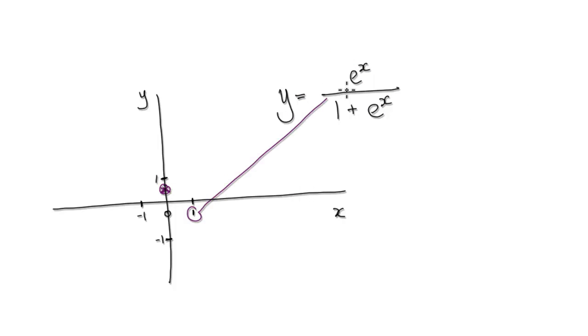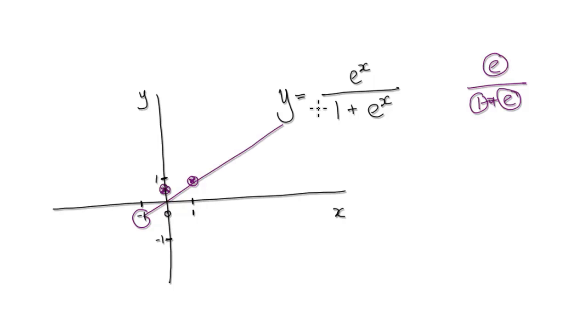Let's put 1 into here. So that would be e over 1 plus e. These two numbers are exactly the same, and then you add a small amount, so it's going to be a fraction less than 1, so it's going to be below 1 slightly. So let's just guess it's somewhere around here.